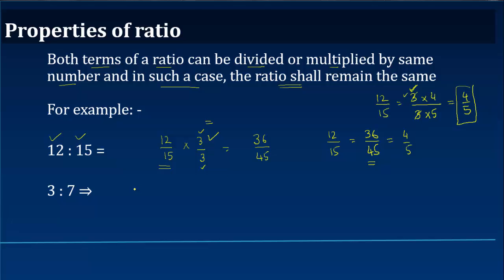So even 4/5 is equal to 36/45. Similarly, when you have 3/7, you can multiply these two by the same number, 2, and you will get 6/14. Even this ratio is actually equal to this. So you have to multiply or divide by the same number. You cannot multiply or divide by a different number.